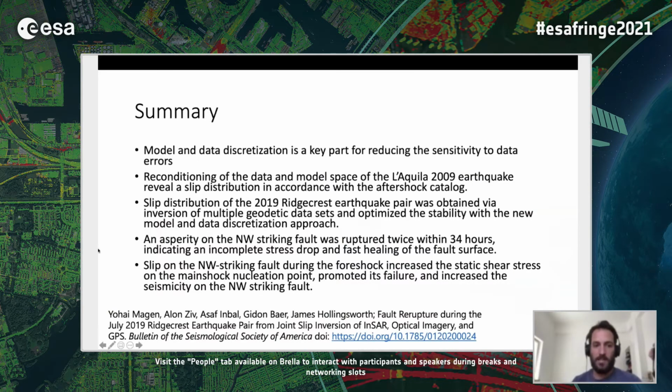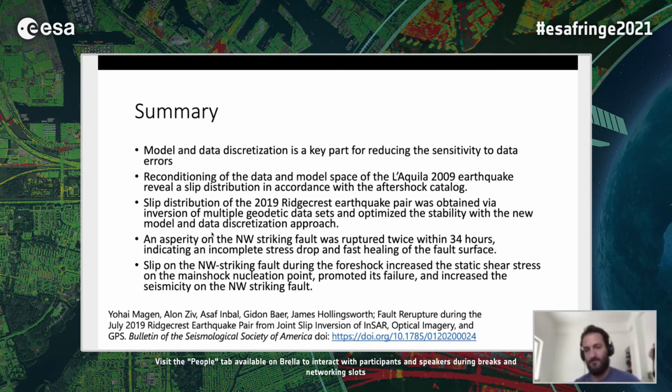So I will summarize. We showed a new model and data discretization approach in order to improve the stability of the inverse problem. We showed a slip distribution of the Ridgecrest earthquake pair, where we had an asperity that slipped twice in 34 hours and increased the shear stress on the main shock initiation point.